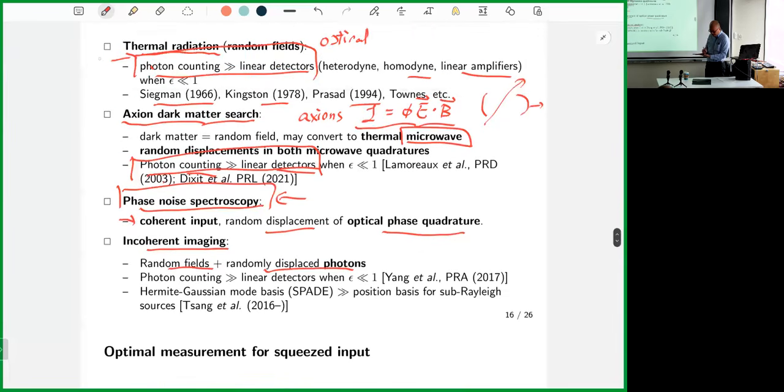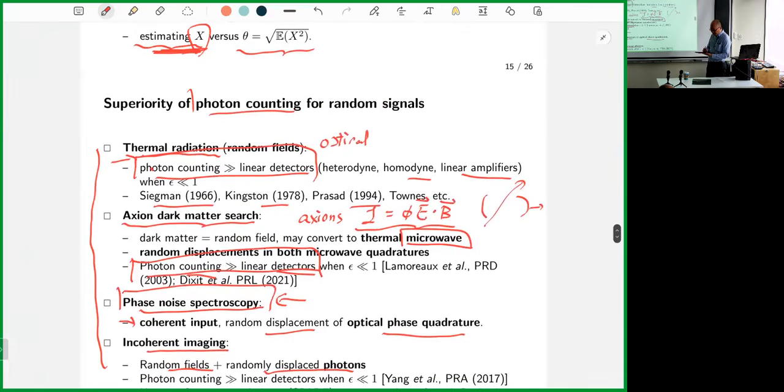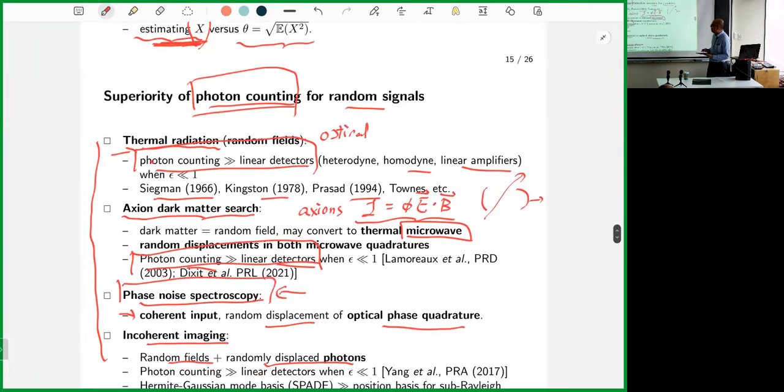So all these examples turn out to be mathematically similar in the sense that photon counting or measuring in the right basis gives you a lot of enhancement.